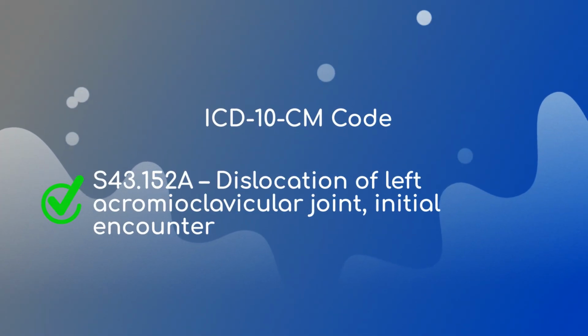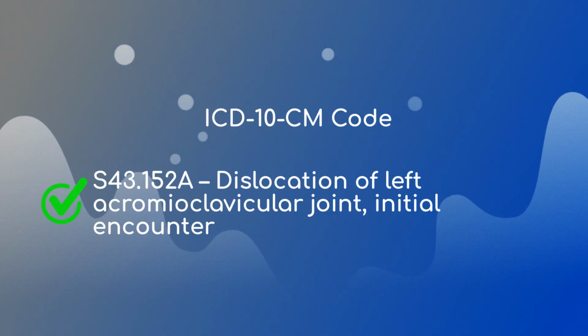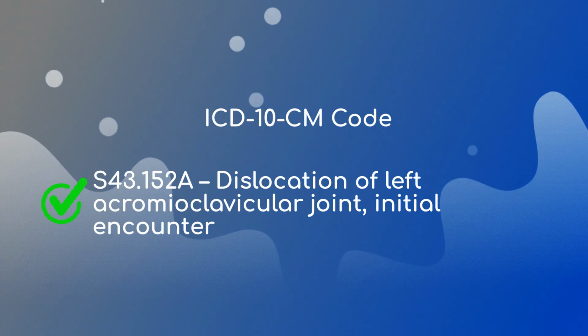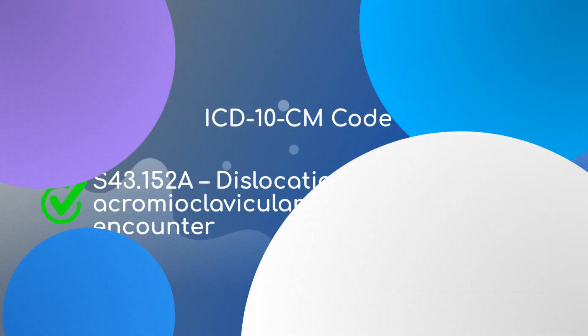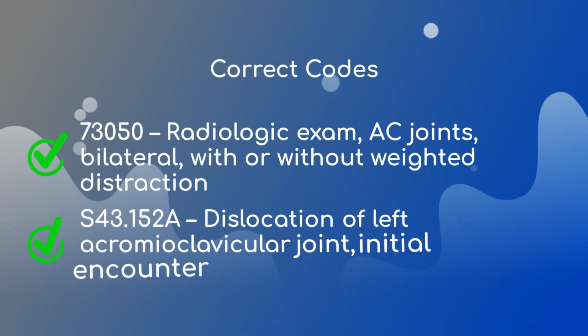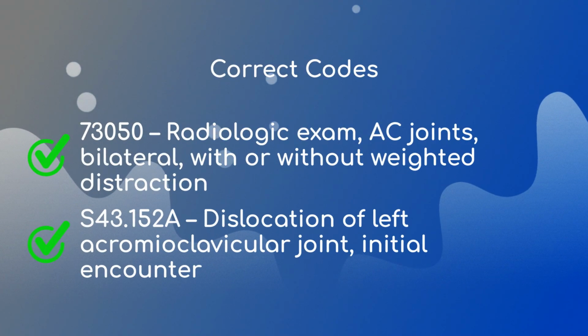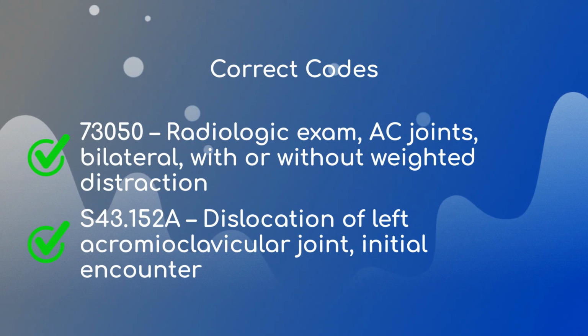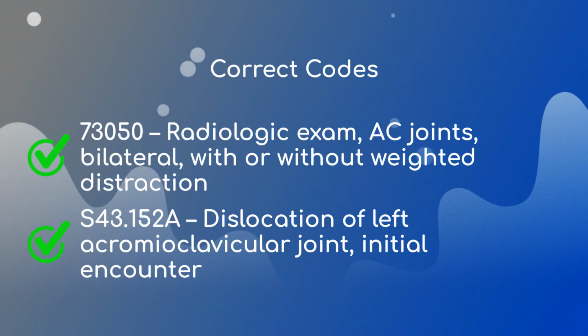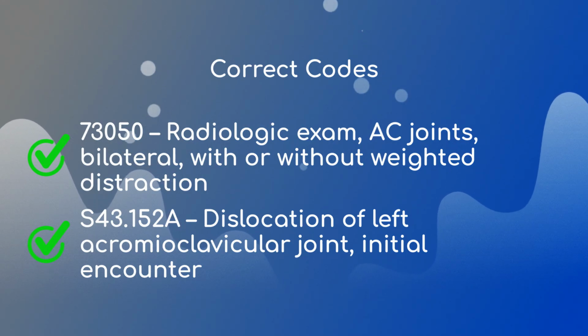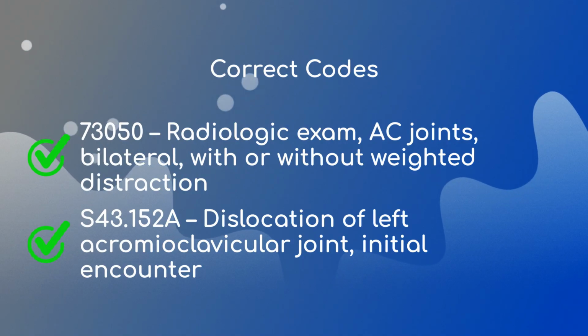The ICD-10-CM code for this report is S43.152A, dislocation of left acromioclavicular joint, initial encounter. This is the most appropriate code given: clear traumatic history, confirmed AC joint separation on imaging, no prior diagnostic shoulder exam. Correct codes for this case include CPT 73050, radiologic exam, AC joints bilateral with or without weighted distraction, and ICD-10-CM S43.152A, dislocation of left acromioclavicular joint, initial encounter.